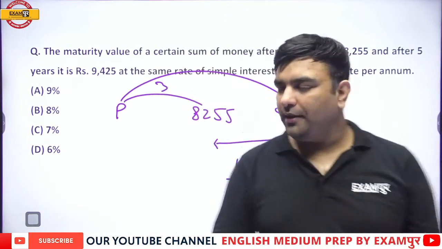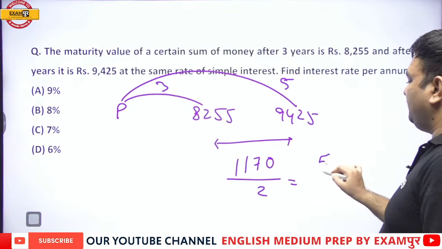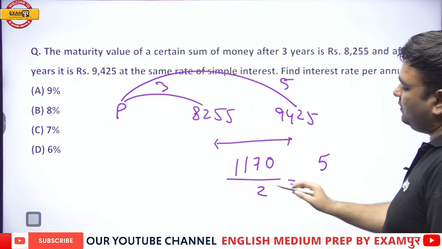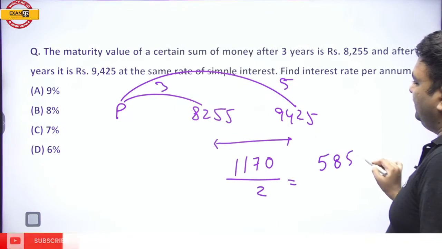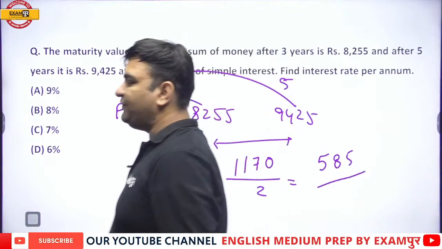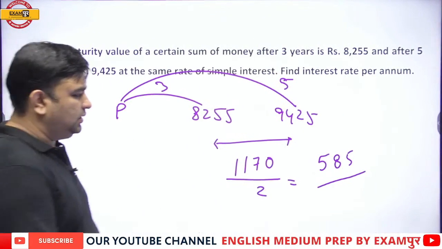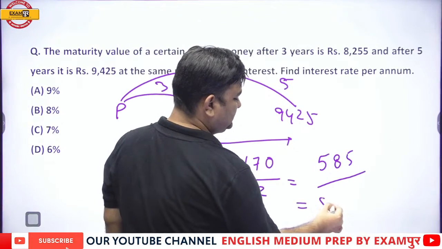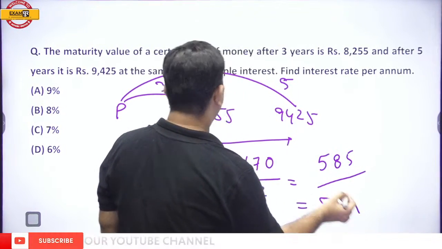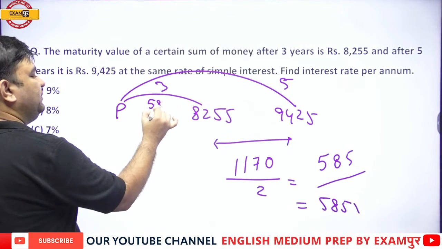So what is SI per year? SI per year is 585. So what would be SI for 3 years? 585 into 3.